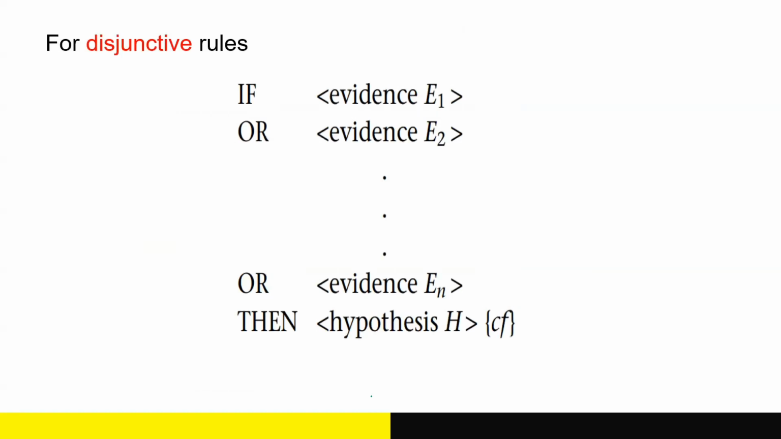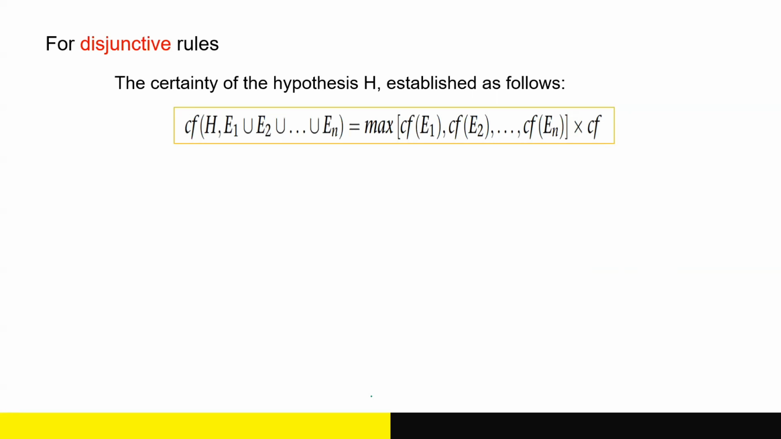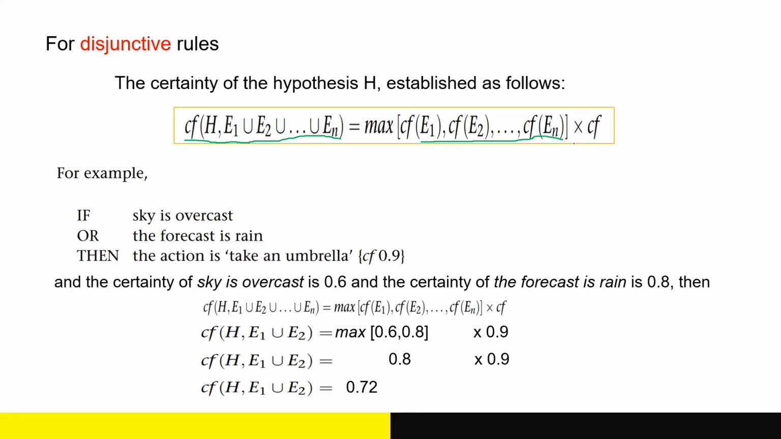For disjunctive rules, so we have the OR, the certainty of the hypothesis H is established as follows: the certainty factor of hypothesis H given evidence E1 or evidence 2 or evidence N is equal to the maximum certainty factor of evidence 1, evidence 2, up to evidence N multiplied by the certainty factor. For example, if the sky is overcast or the forecast is rain, then the action is take an umbrella. The certainty factor is 0.9. And the certainty of sky is overcast is 0.6, and the certainty of the forecast is rain is 0.8.